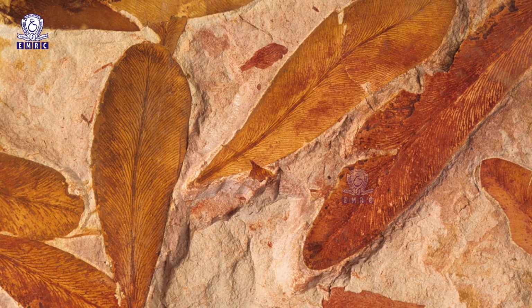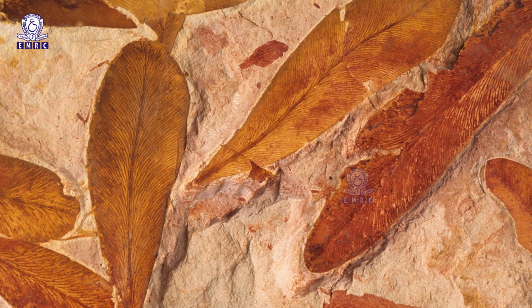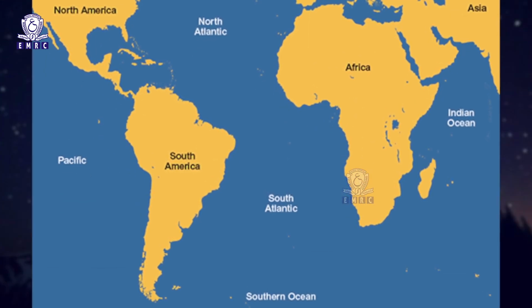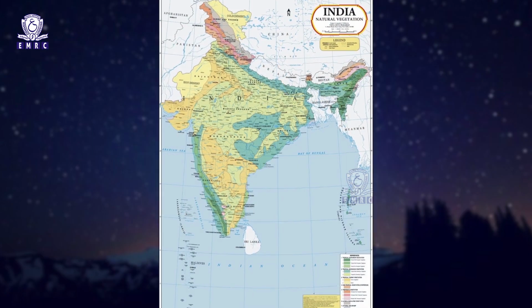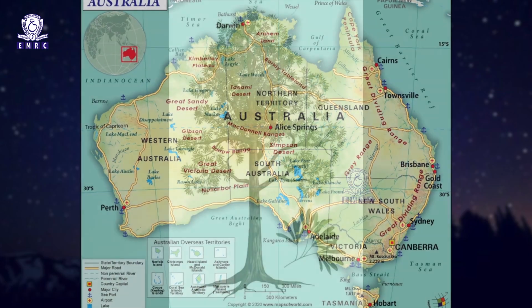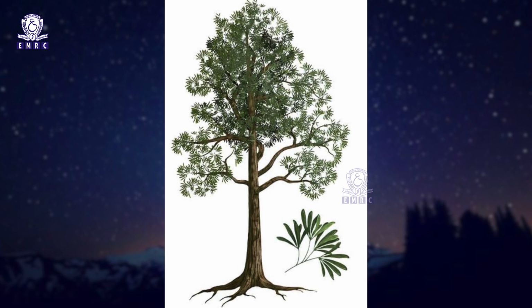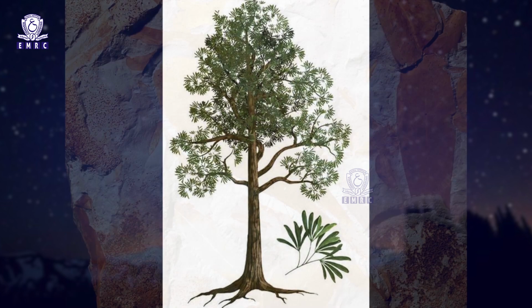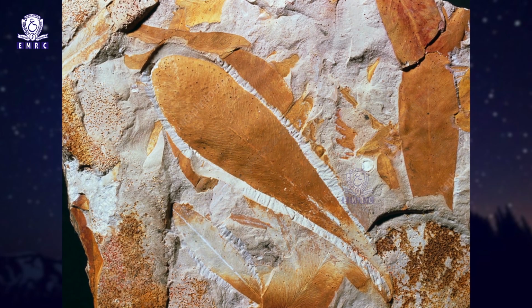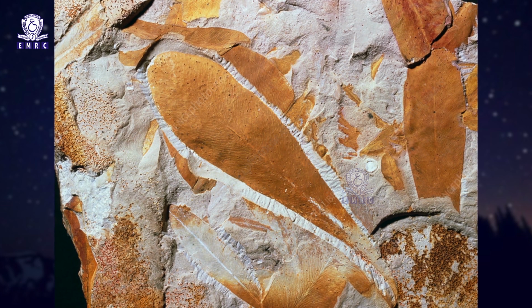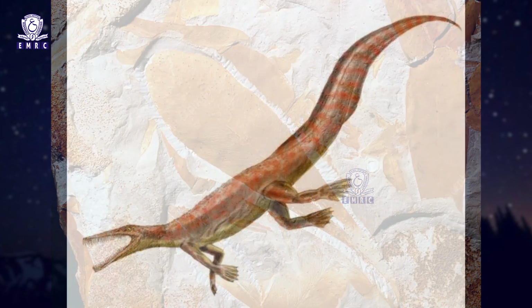Fossils of Glossopteris, a fern-like plant, have been found in the rocks of the same age from South America and Africa, peninsular India and Australia. The simultaneous presence of Glossopteris on all the southern continents is strong supporting evidence that the continents were once connected or united.